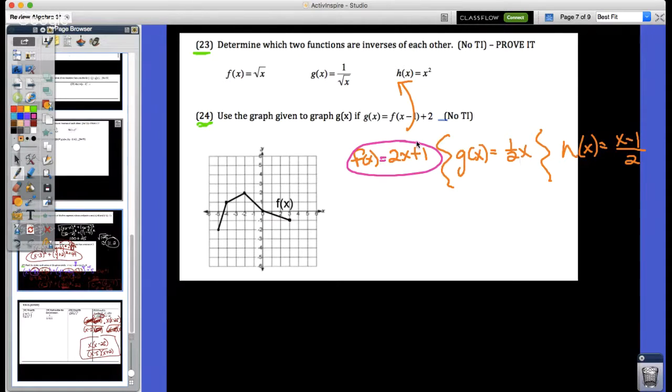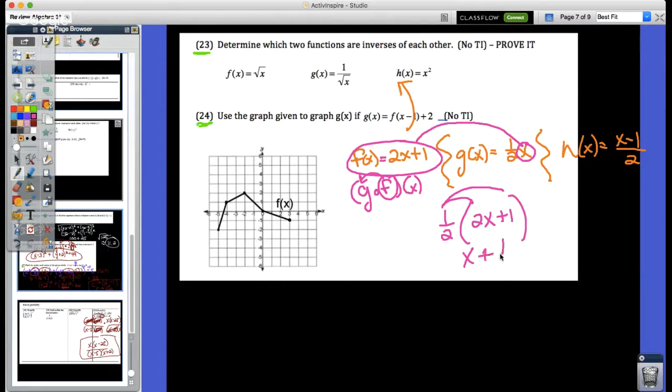So let's say that we plug this f of x in for the x of g of x here. What we would get is, by the way, that would be, if I were to write this, I don't need to, but that's what that would look like, where f goes in for g. So what would happen is 1/2 times 2x plus 1, close it. So 1/2 would be multiplied by 2x to get x, and 1/2 would be multiplied by 1 to get 1/2. So x plus 1/2 is my answer, which means they are not inverses. Remember, it must equal x.